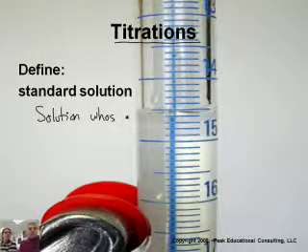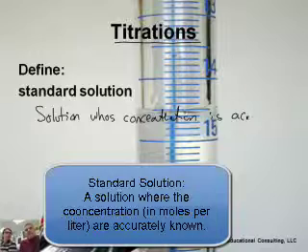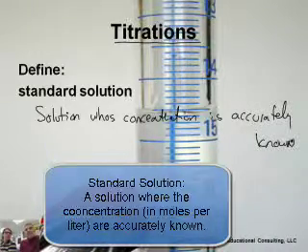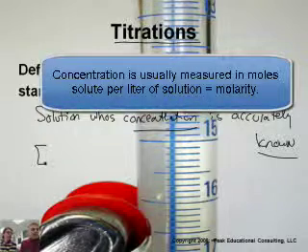A solution whose concentration is accurately known. Okay, so it's a very accurate known amount of concentration. What does that mean? Concentration is how much stuff is dissolved in there. We usually measure that in molarity, which is moles per liter.